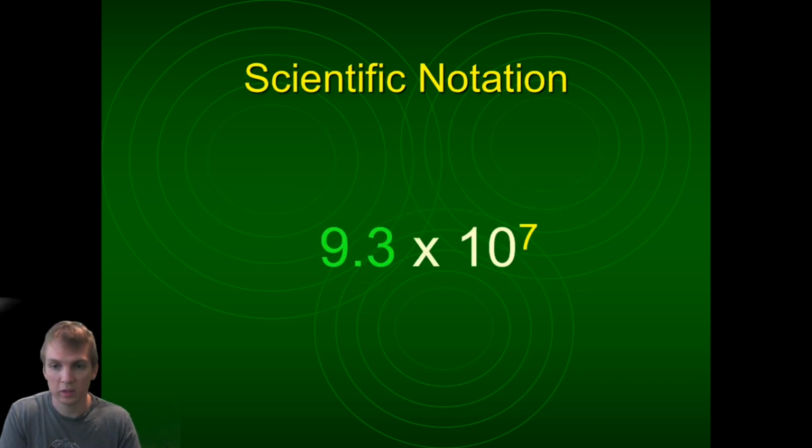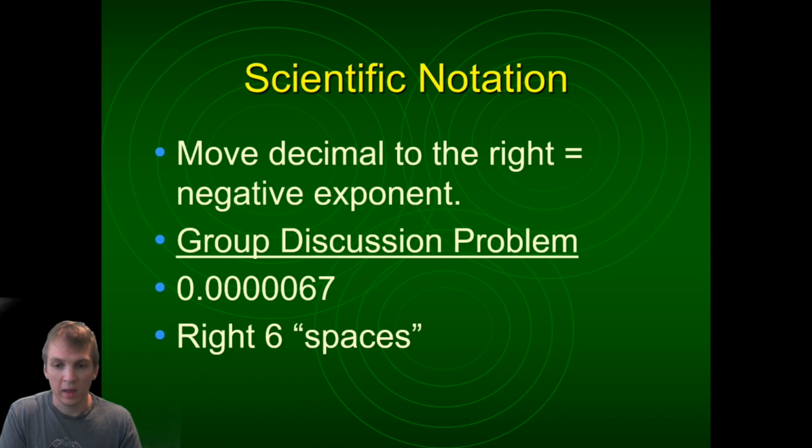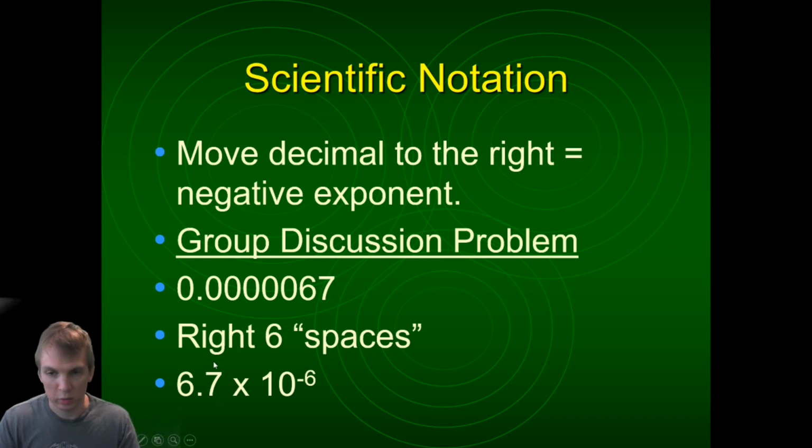So let's go back actually a slide here. And the reason why we chose 6.7 and maybe not 67 is because we wanted this mantissa right here to be between 1 and 10. If we moved that decimal one more time from here to here so that it was 67, 67 is not a number that is between 1 and 10. So that's the reason why we chose that point for our mantissa, or for the decimal.